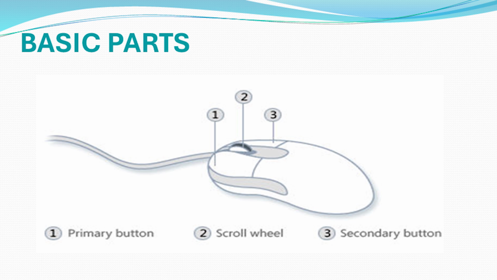Basic parts. A mouse typically has two buttons, a primary button, usually the left button, and a secondary button, usually the right button. You will use the primary button most often. Most mice also include a scroll wheel between the buttons to help you scroll through documents and web pages more easily. On some mice, the scroll wheel can be pressed to act as a third button. Advanced mice might have additional buttons that can perform other functions.